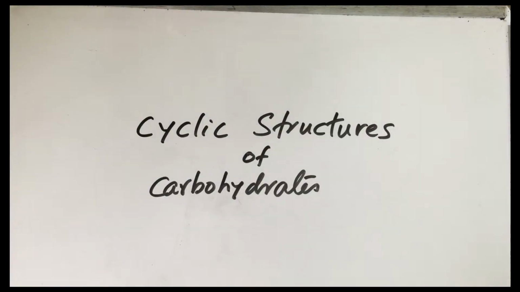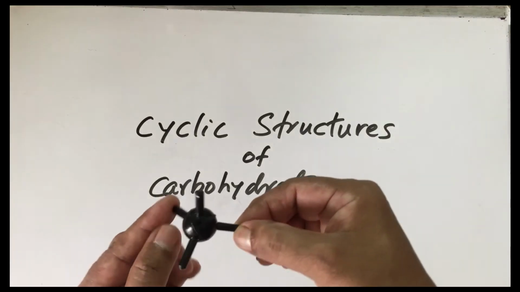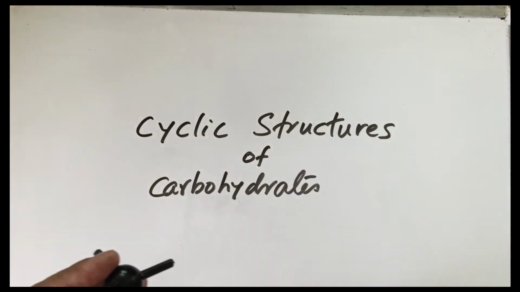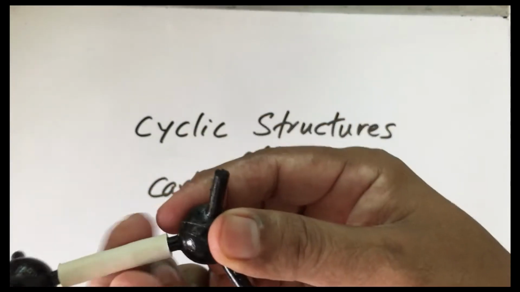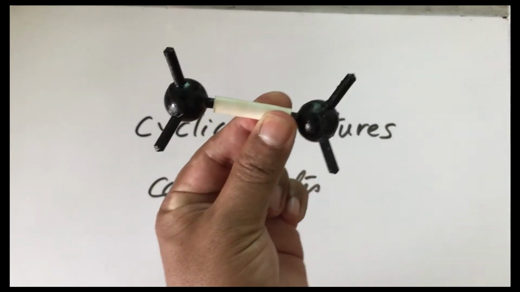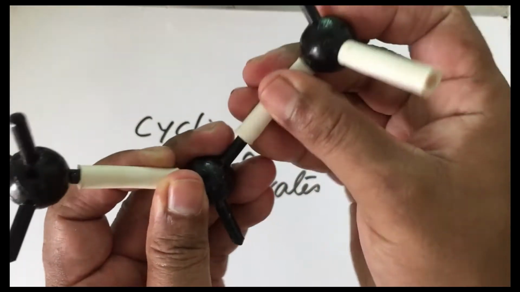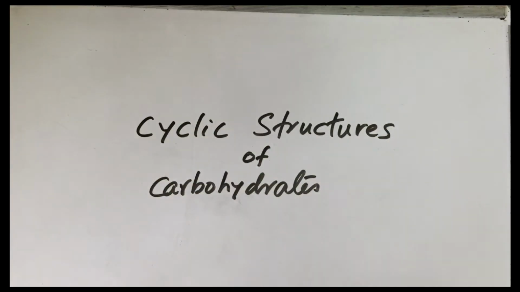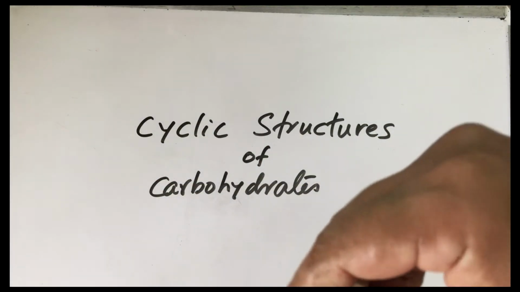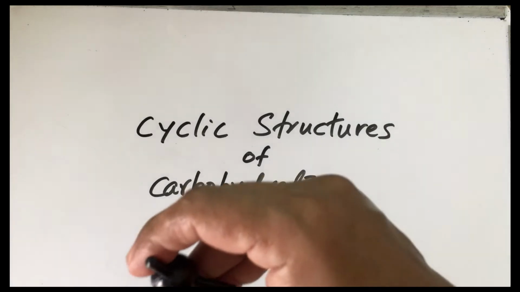In this video, we are trying to understand the cyclic structures of carbohydrate. We have already seen that the carbon has a tetrahedral structure, as we have seen here. Now, when two carbons are linking, the bond angle becomes 109 degrees, so we can connect with the third carbon, and we can also connect it with the fourth carbon.